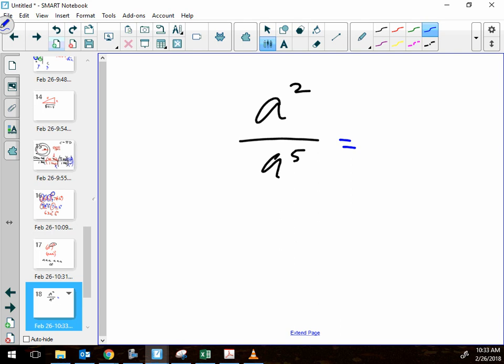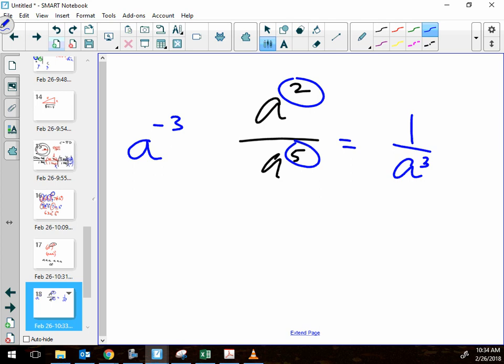What do you think the answer is? 1 over a to the 3rd. Awesome. What about the kid who says, but Mr. Server, I was taught that you subtract these two things, and therefore I say it's a to the negative 3rd. They're right.